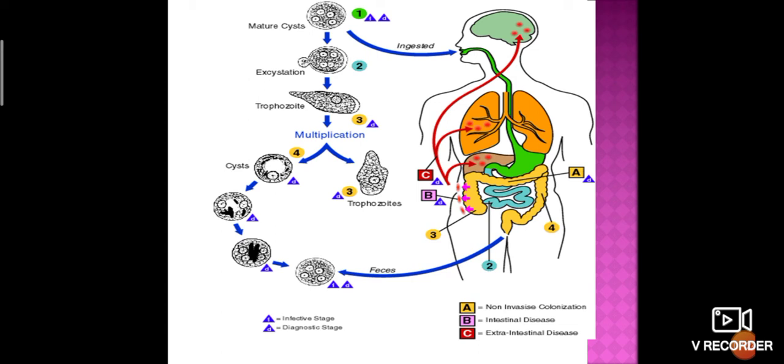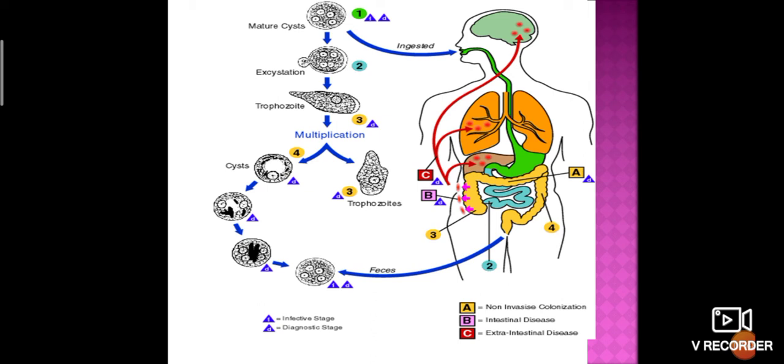Stage 2 is excystation. Excystation is the process by which cysts transform into trophozoites. When the cysts enter the ileum of the small intestine of the host, the process of excystation begins. The trophozoites are released in the small intestine, and from here they migrate to the large intestine.